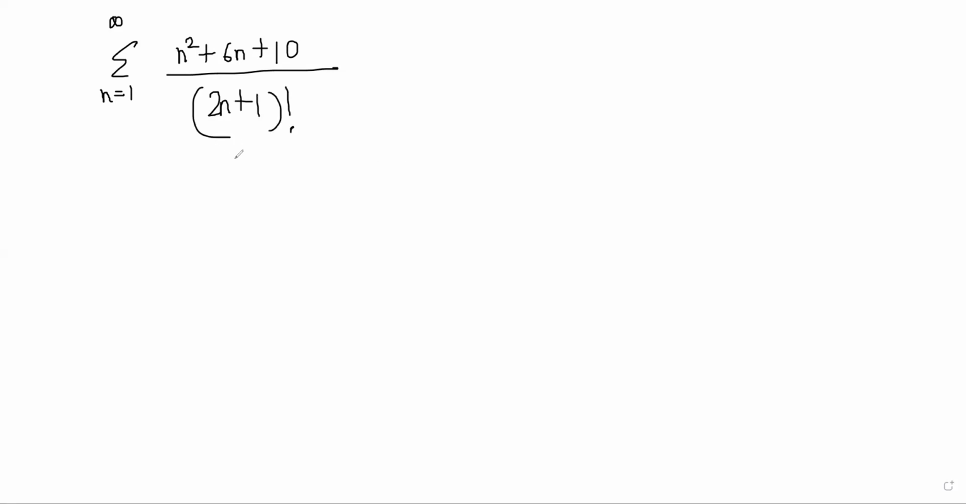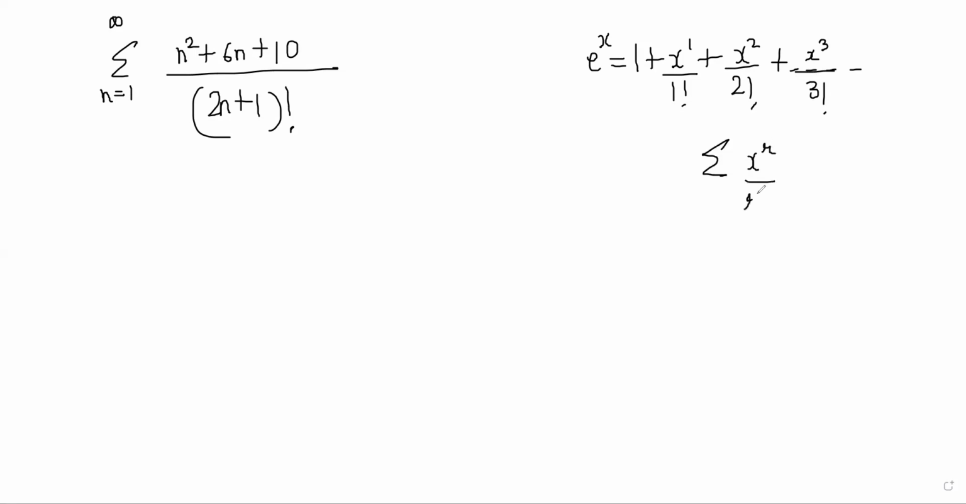Sum of the series, n equal to 1 to infinity, n square plus 6n plus 10 by 2n plus 1 factorial. Again, as soon as there is a factorial, the answers have E and all, so you have to use this: the sum of x power r by r factorial, where r goes from 0 to infinity, is equal to E power x. You put the value of x and you'll get the relevant thing. This is a fact that you need to know.